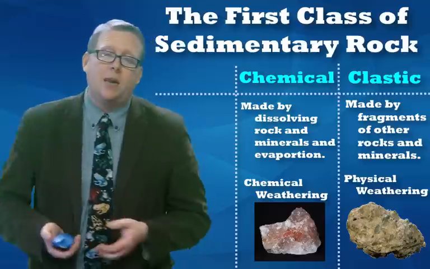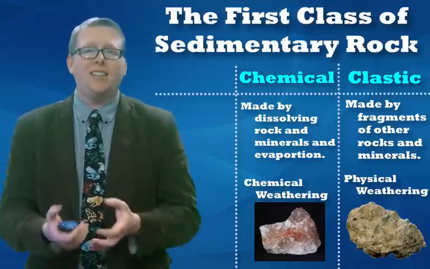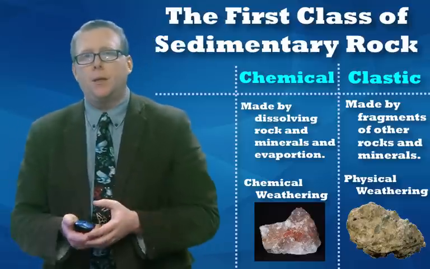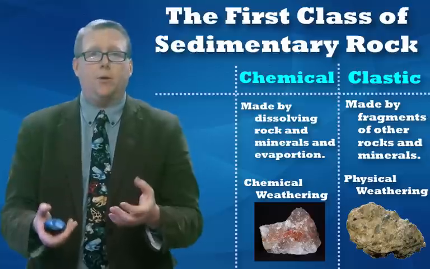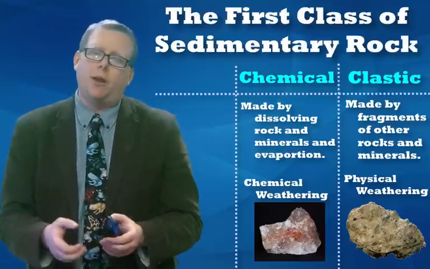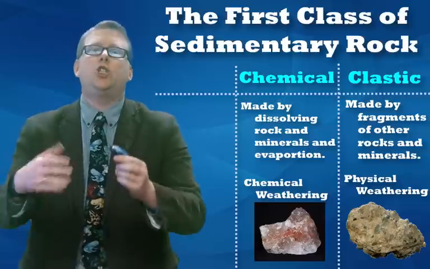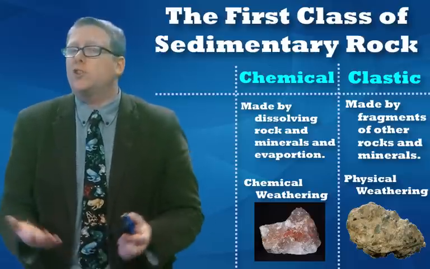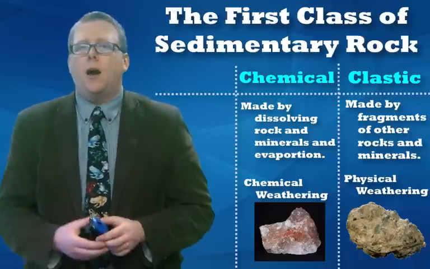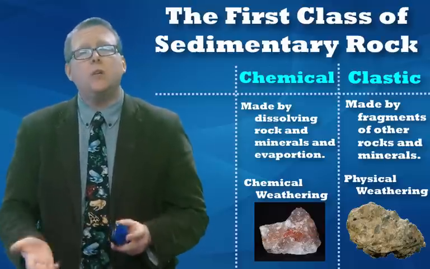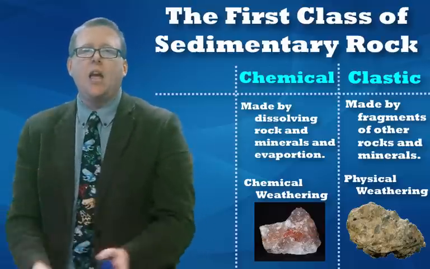Many times chemical sedimentary rocks are called evaporites because they evaporate to form. So we have clastic and chemical. And chemical sedimentary rocks are a little bit rare, but they're really important. In fact, giant wars have been fought over salt, over a rock, or a mineral in that case. And it's really an important rock. So we've got clastic, we've got chemical.